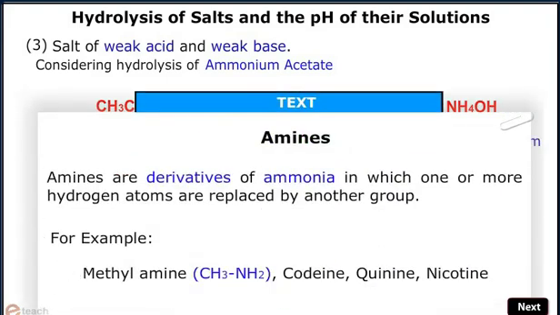Amines. Amines are derivatives of ammonia in which one or more hydrogen atoms are replaced by another group. For example, methylamine, that is CH3NH2, codeine, quinine, and nicotine.